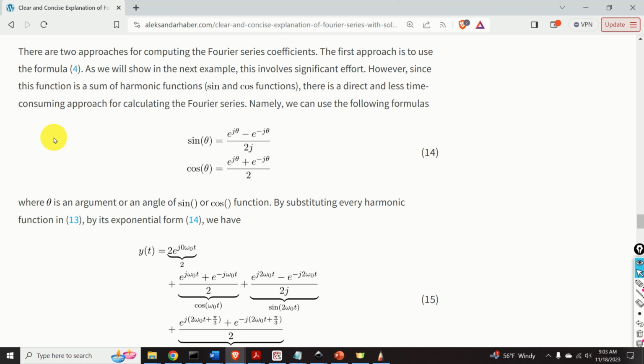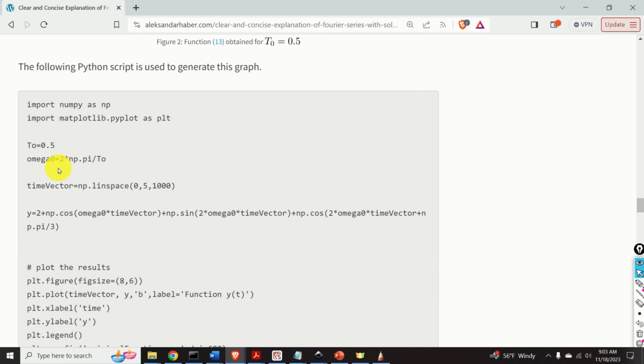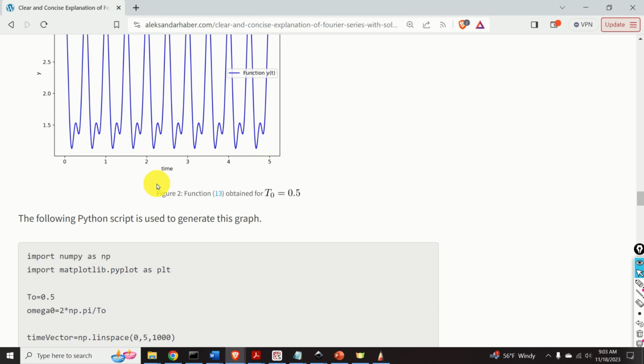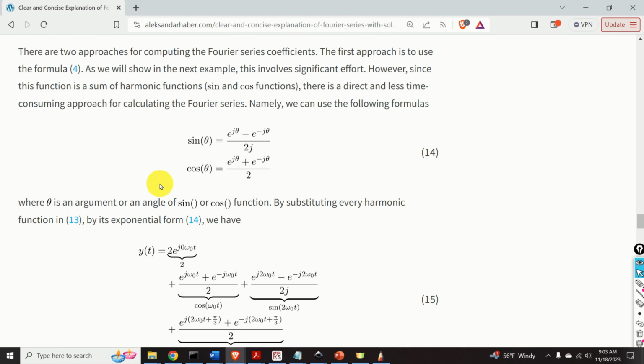There are two approaches for computing the Fourier series coefficients. The first approach is to use the formula from the beginning of this video tutorial. However, as we will show in the next example, this involves significant effort. Now, let us analyze our function. Our function consists of a sum of 3 harmonic functions plus this constant over here. And consequently, we can use one trick to solve this example.